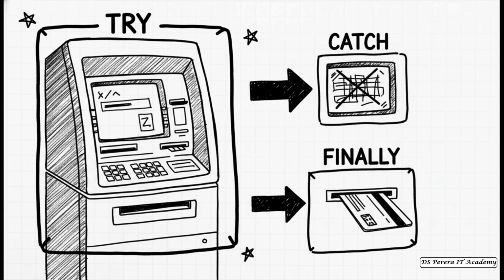But what is the one thing that happens no matter what? The machine always gives you your card back. That action, ejecting the card, is in the finally block. It's the cleanup that's guaranteed to happen, whether you got your money or not.